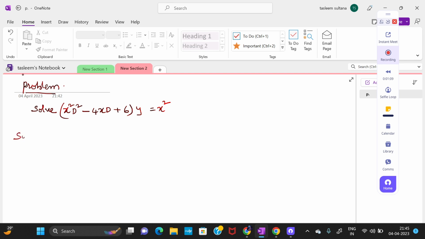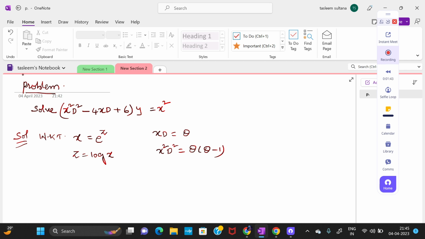So solution: we know that x is equal to e to the power of z, and z is equal to log x, and x d equals theta, x square d square equals theta of theta minus 1, because I'm having here only two terms, x square d square and x into d.